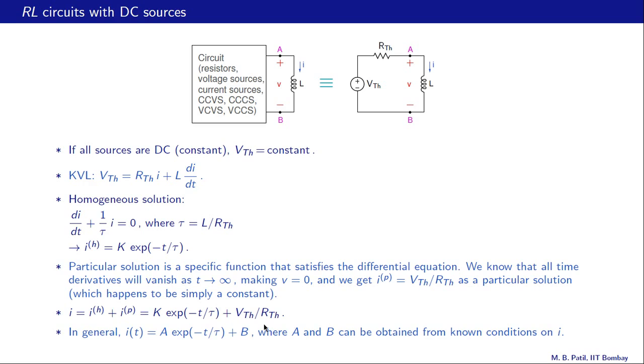And we don't need to really go through this derivation every time. The moment we see a linear circuit with a single inductor connected to it, and when the sources are DC sources, we can write the current as A e raised to minus t by tau plus B, where A and B are constants to be obtained from known conditions on the current.